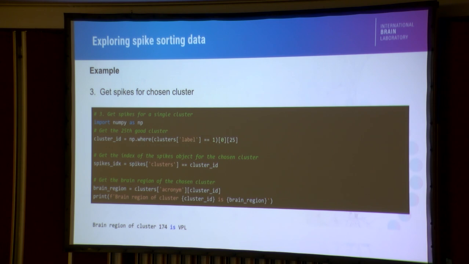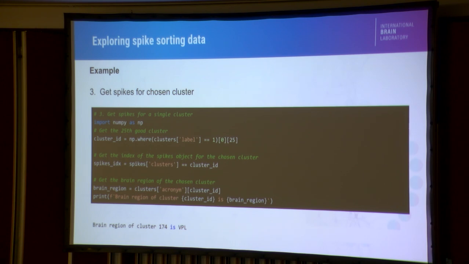Another thing you probably want to do is to get the brain region for a chosen cluster. Here you just have to use the key acronym and you can pass in the cluster ID that we've just defined above. So for example, the brain region for the cluster number 174 is VPL here.